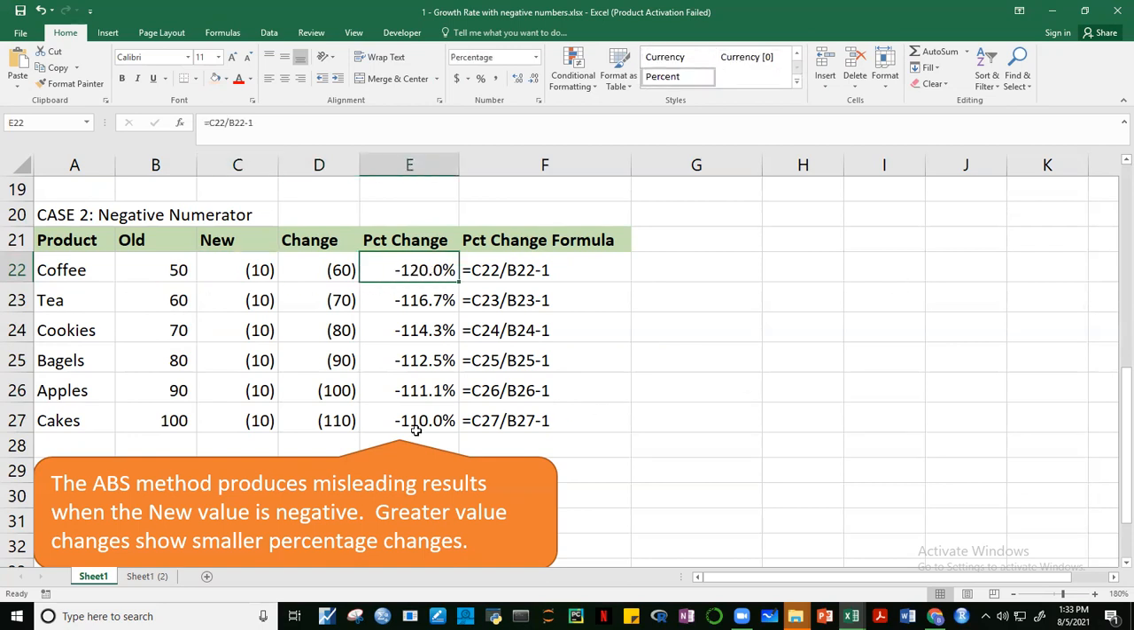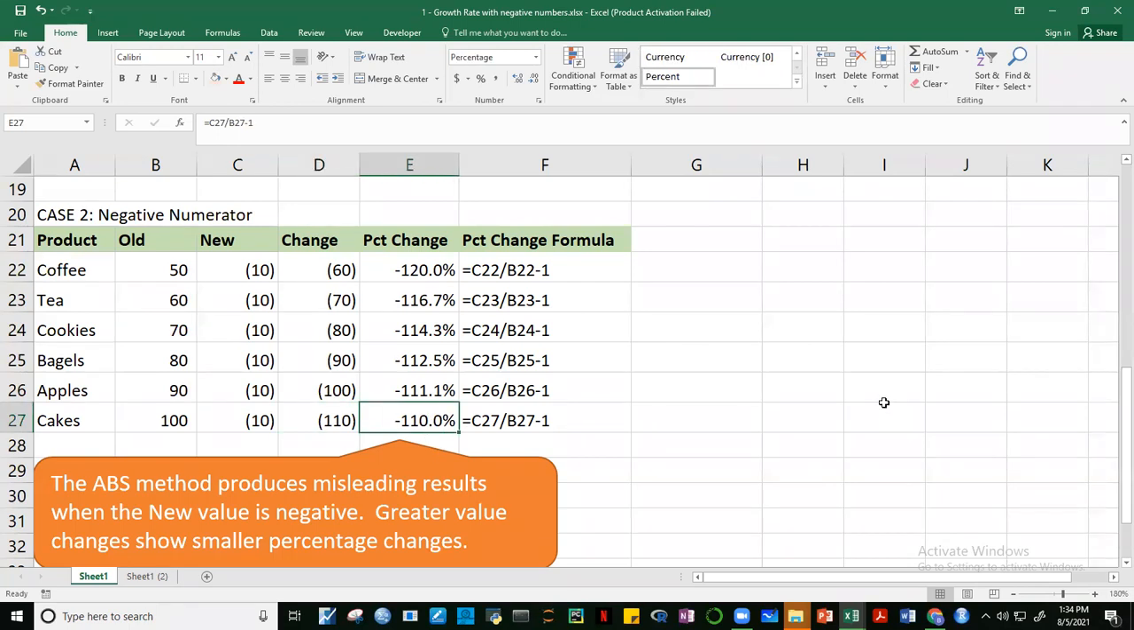However guys, again, tingnan natin to, no? Mathematically, tama tayo eh. Tama yung formula natin. New over old minus 1. However, because of these negative values, nagkakaroon ng problema sa konsepto. Kasi tingnan niyo to, ang change nito 60, ang percentage change negative 120. Ito ang change 110. Pero ang percentage niya mas maliit, negative 110.